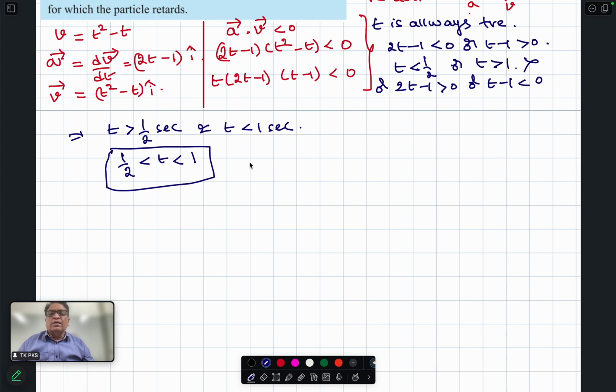In this interval a bar dot v bar is less than 0, which implies it is under deceleration.